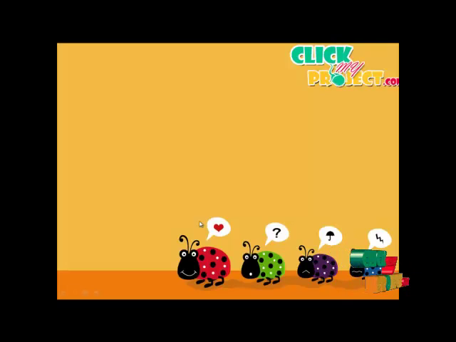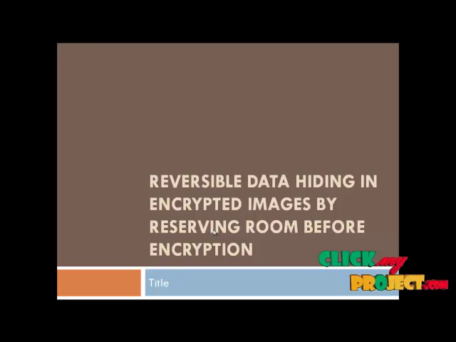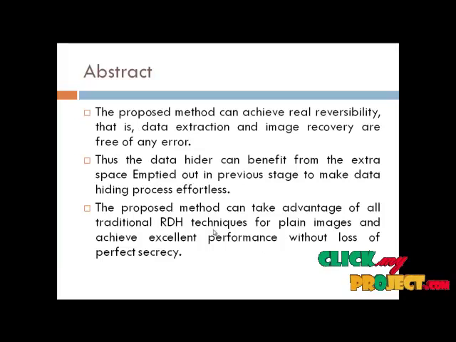Welcome to clickmeproject.com. The title of the project is Reversible Data Hiding in Encrypted Image by Reserving Room Before Encryption. Reversible data hiding in encrypted images is a new topic drawing attention because of the privacy-preserving requirement.